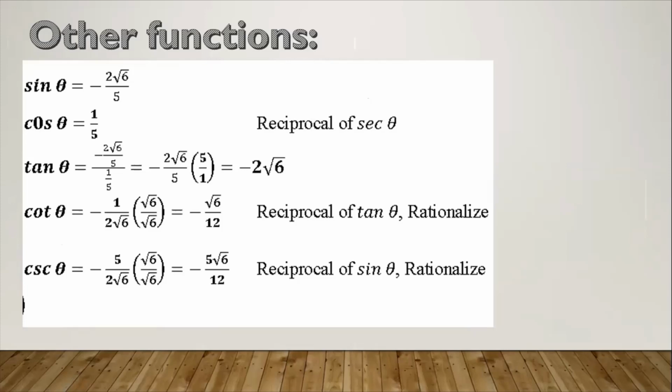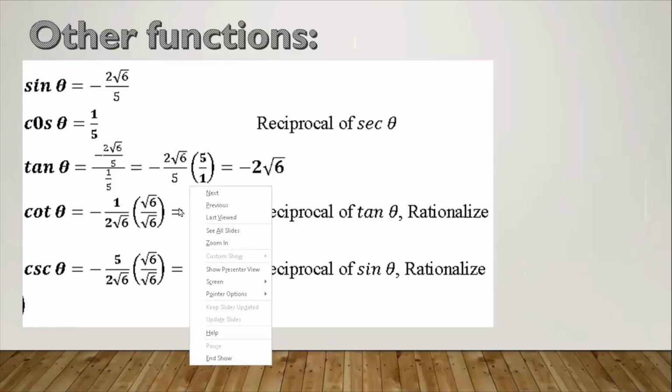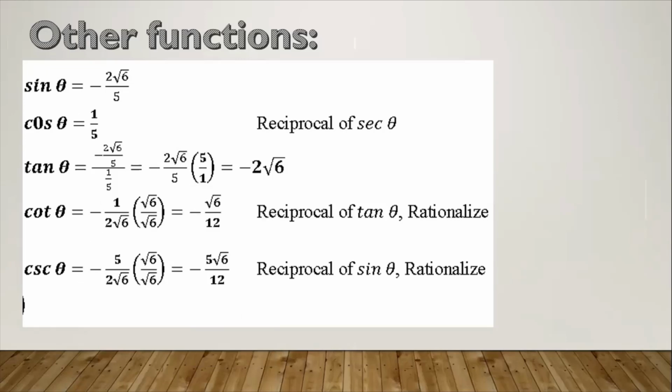For tangent, that is y over x, which is equal to negative 2 square root of 6 over 5 all over 1 over 5. And that's equal to negative 2 square root of 6 all over 5 times the quantity 5 over 1. And that's equal to negative 2 square root of 6 for the tangent. How about for the cotangent theta? That's the reciprocal of our tangent theta. The reciprocal of negative 2 square root of 6, that's negative 1 over 2 square root of 6.